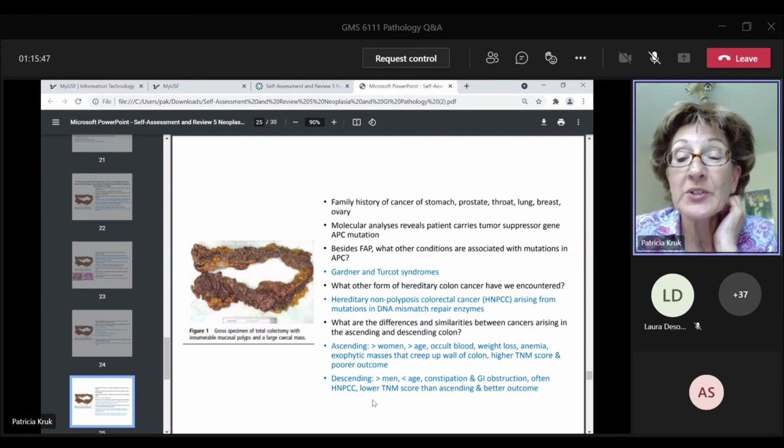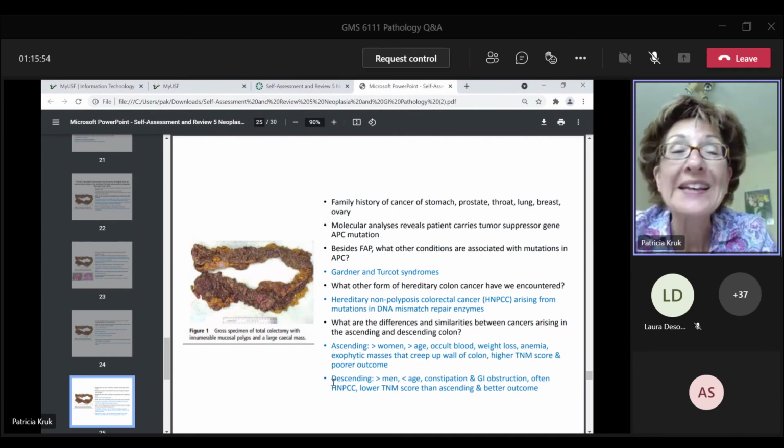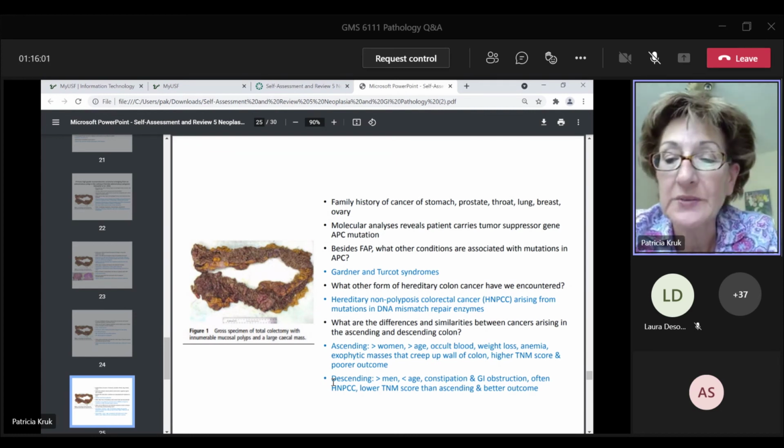Now, what's important to remember is that regardless of whether your colon carcinoma arises in the ascending or descending colon, histologically, they look the same. They are both adenocarcinomas for the most part. Okay.